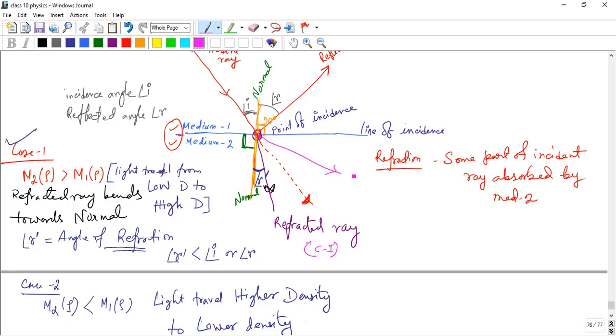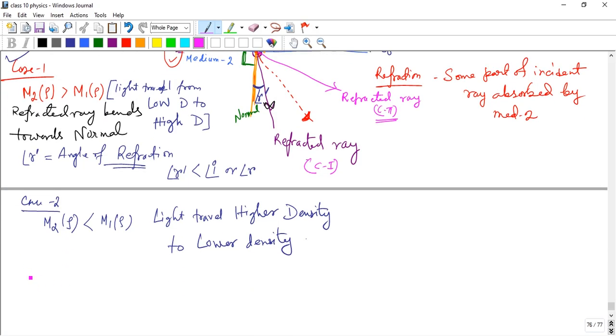Here the refracted ray in case 2 is away from the normal. Okay. So the refracted ray is away from the normal. Here is towards normal, here is away from normal. Okay.